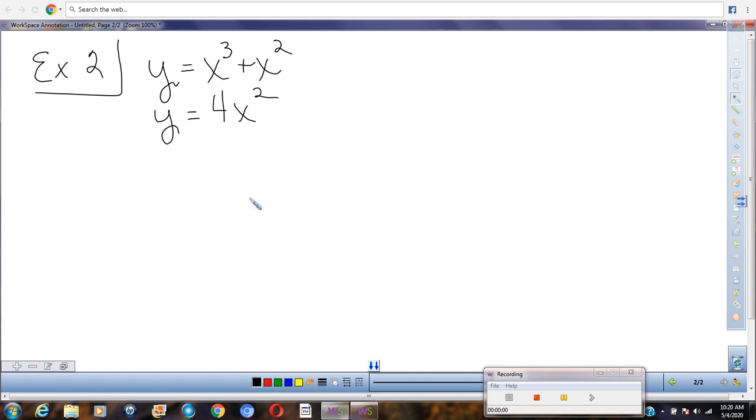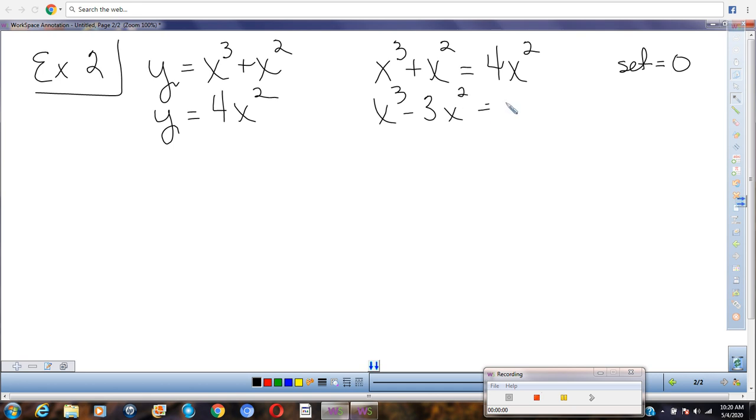Now you do notice that they both are equal to y. And what do we always say in class? When they both equal y, we can set them equal to each other. We have x to the third plus x squared, and we're going to set that equal to 4x squared. Now, of course, we want to set equal to 0. So I'm going to move my 4x squared to the other side. I get x to the third minus 3x squared equals 0.